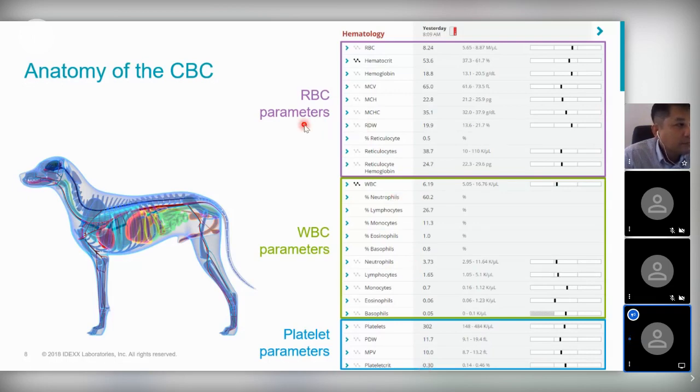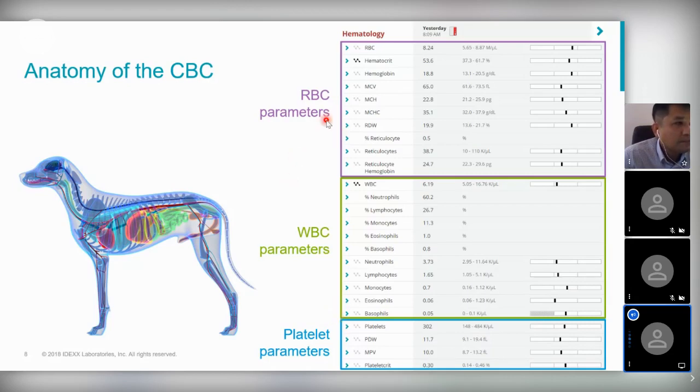The first one is the RBC parameters that deals with the red blood cell parameters. The second part is the WBC parameters, the white blood cells. And the third is the platelet parameter. So we are going to talk about today the first and the third part here.